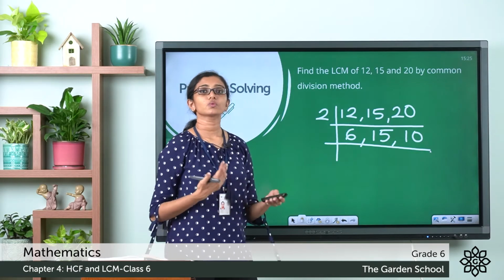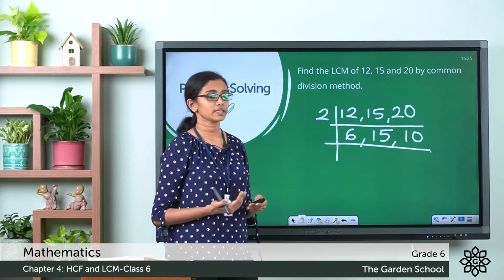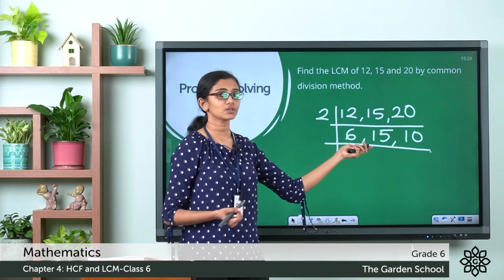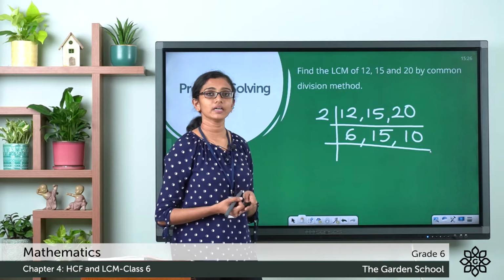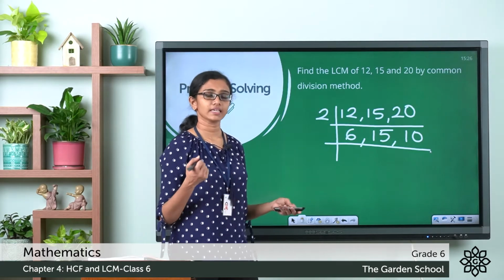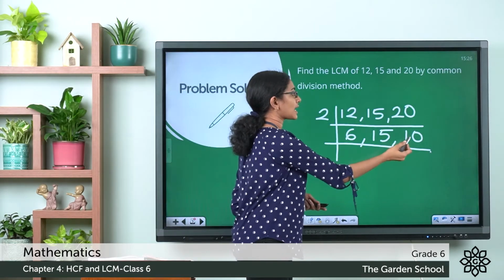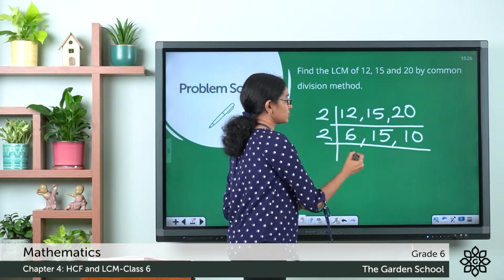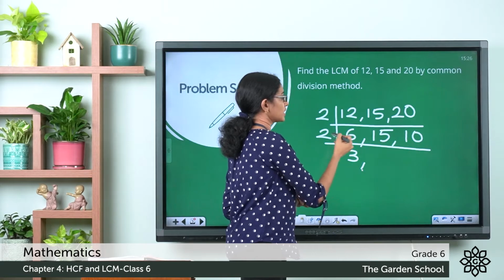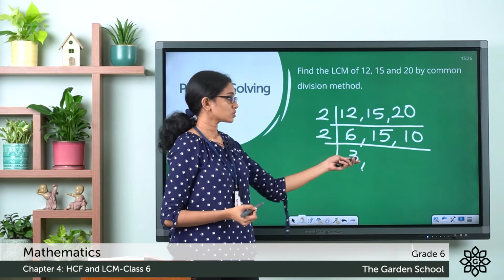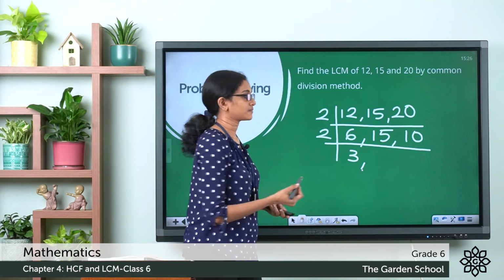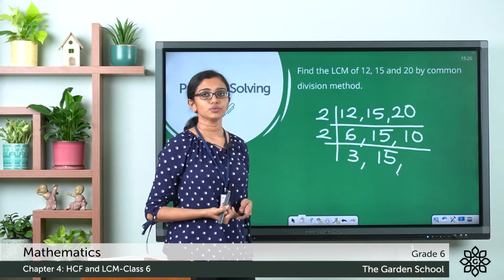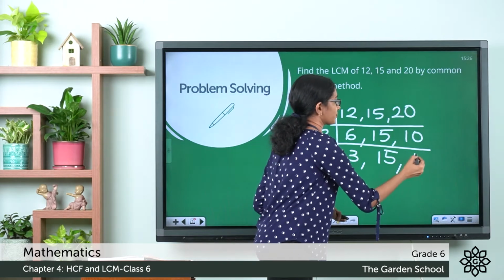We are going to do the division process again. We are going to repeat that process. So which is the lowest possible prime divisor in the next row, the second row? Can we use 2 here to divide at least one of the numbers? Yes, 2 can divide both 6 and 10. So let's write 2 again. 6 divided by 2 gives you 3. Now 15 cannot be divided exactly by 2, so we are going to write 15 as such again. Now 10 divided by 2 gives you 5.